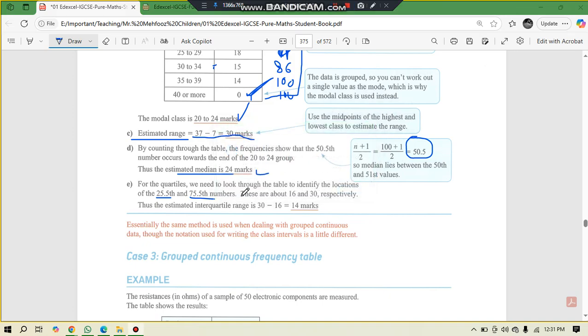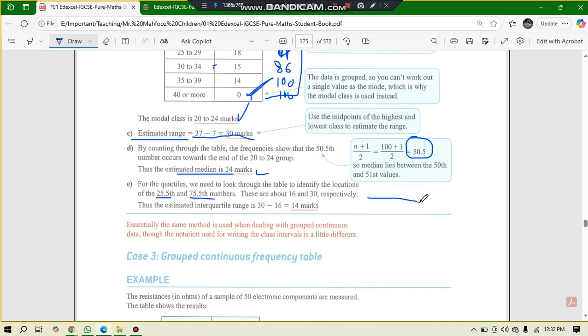When we are finding the value of the interquartile range, you can see that 30 minus 16 equals 14 marks. Understand or not? Teacher, I did not understand how you got 30 and 16.